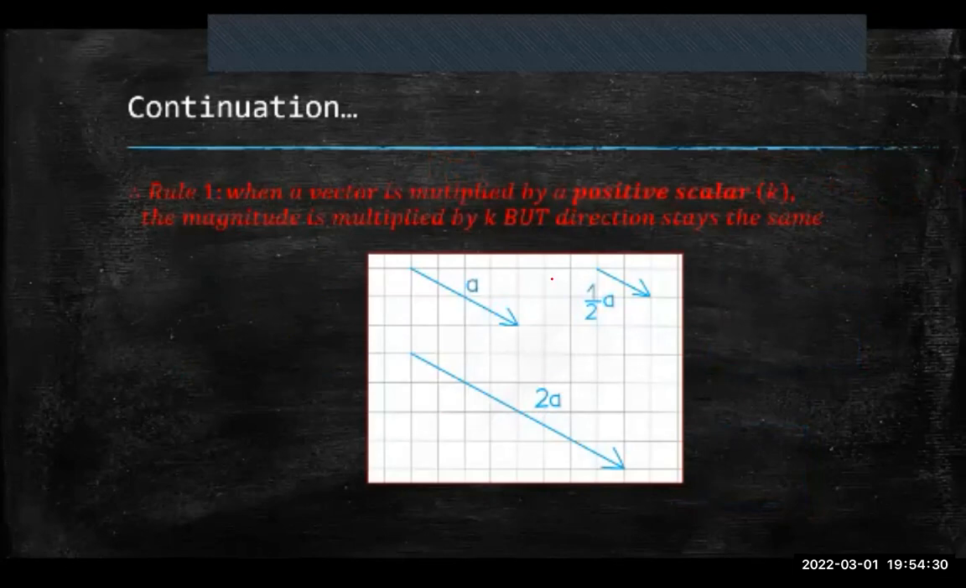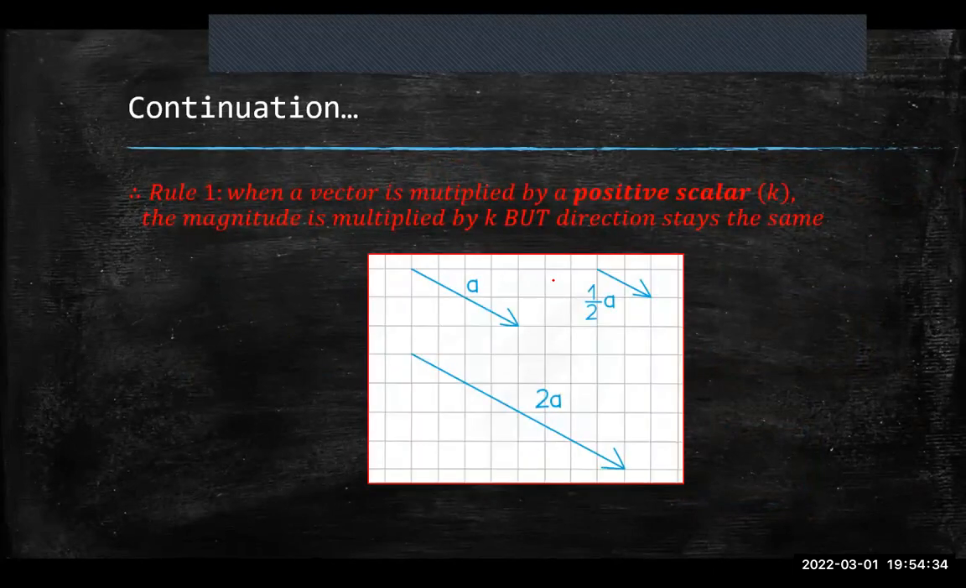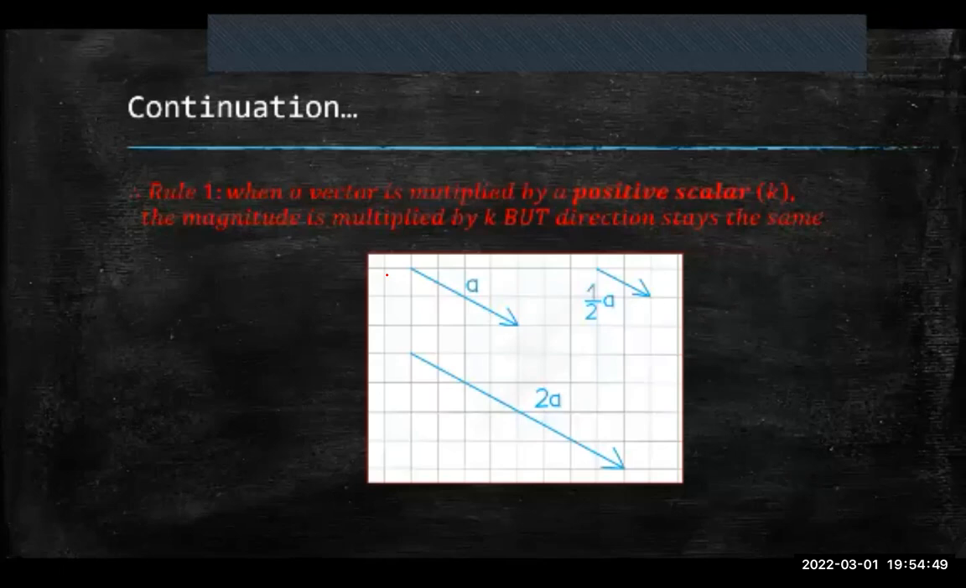But the direction stays the same. The direction for both of them is 53.1. So that's what happens when you multiply a vector by a positive scalar value. Magnitude is multiplied by whatever that scalar value is, but the direction always remains the same.